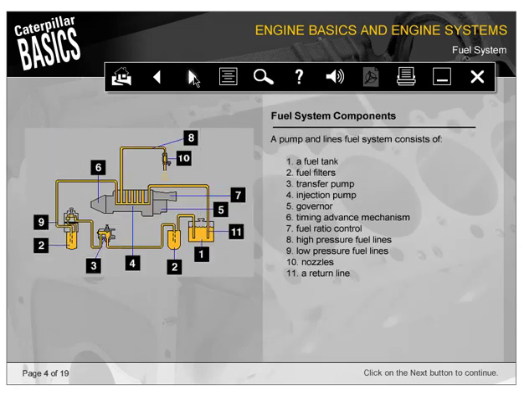A pump and lines fuel system consists of: 1. A fuel tank, 2. The fuel filters, 3. A transfer pump, 4. Injection pump, 5. A governor, 6. Timing advance mechanism, 7. A fuel ratio control, 8. High pressure fuel lines, 9. Low pressure fuel lines, 10. Nozzles, and 11. A return line.